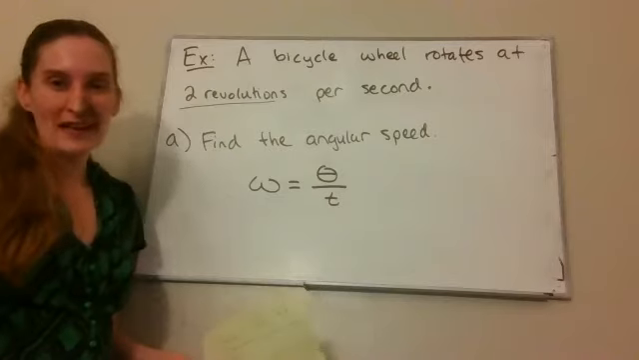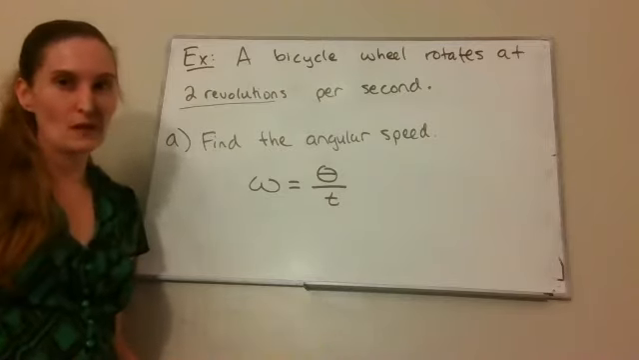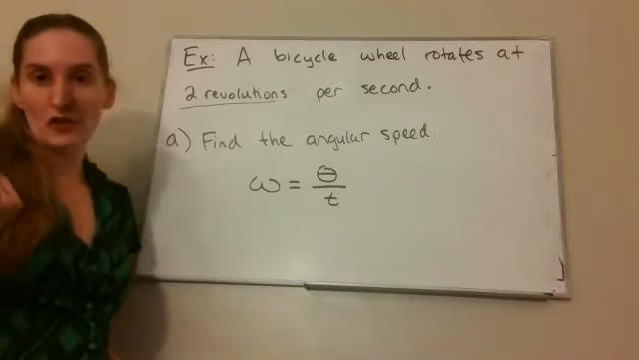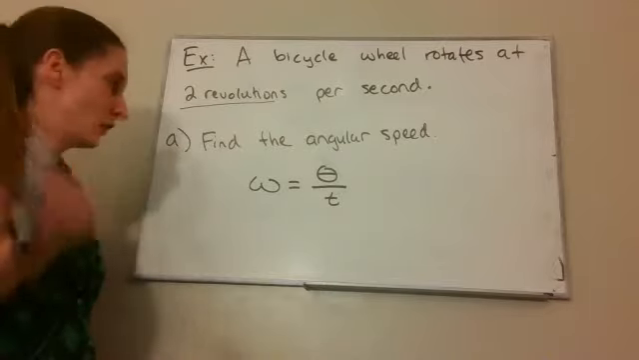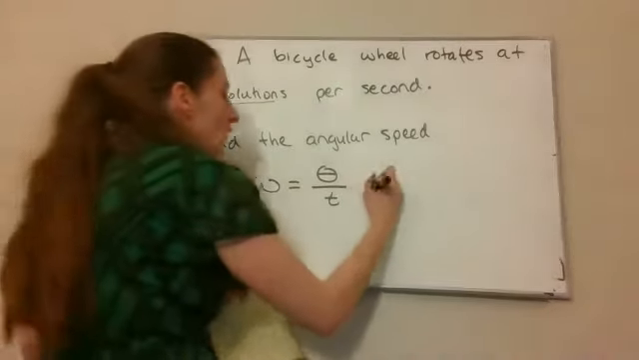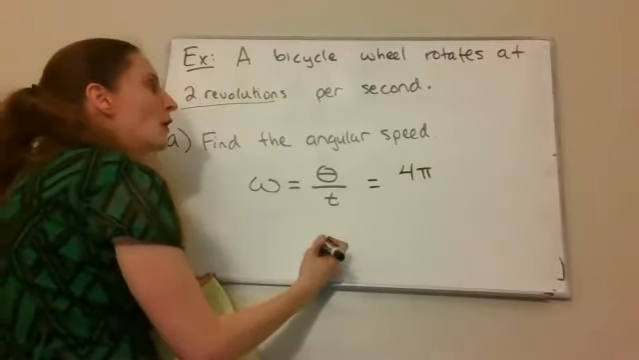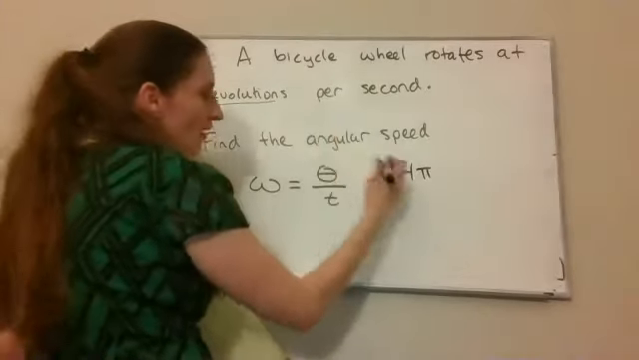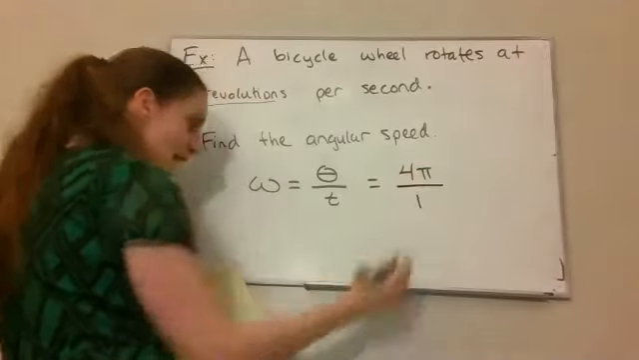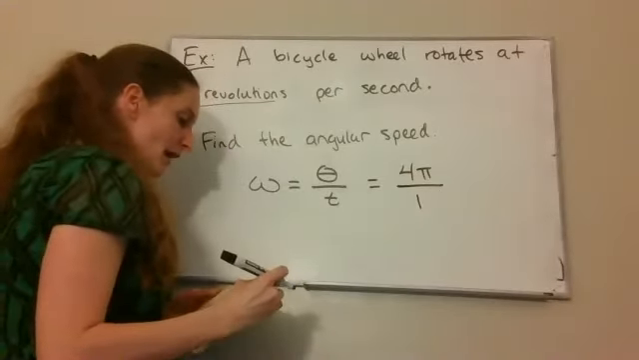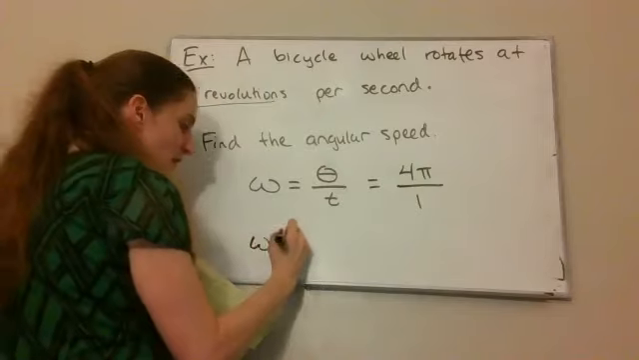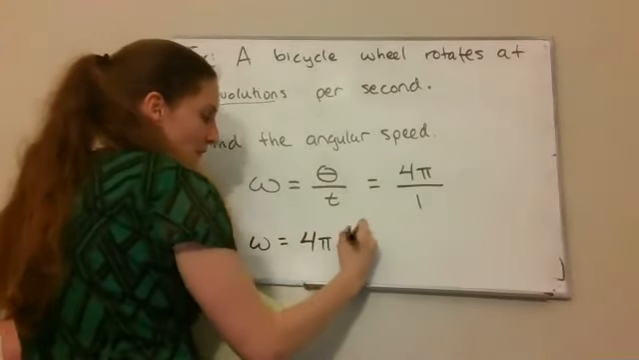How many radians are in 2 revolutions? Well, 1 revolution is 2 pi radians. So 2 revolutions is 4 pi radians. So I'm going 4 pi radians, 2 revolutions, every second. So it's 4 pi radians per second.